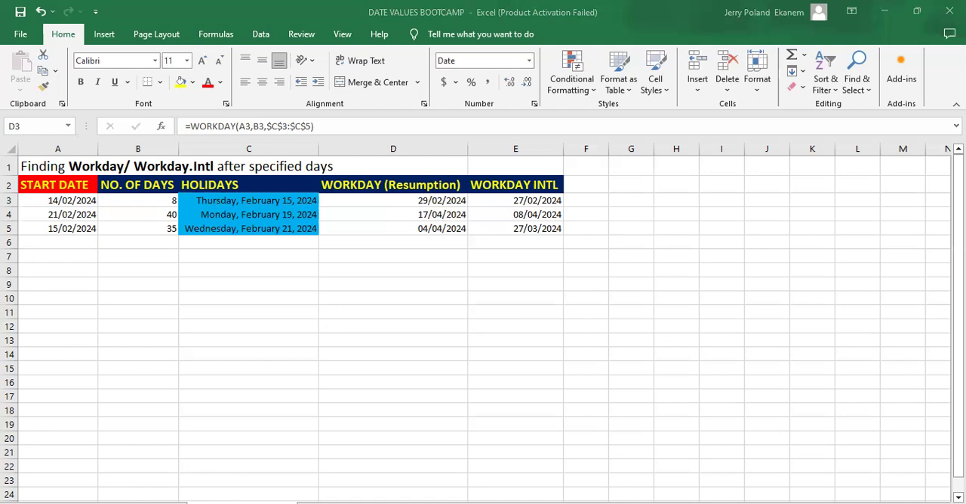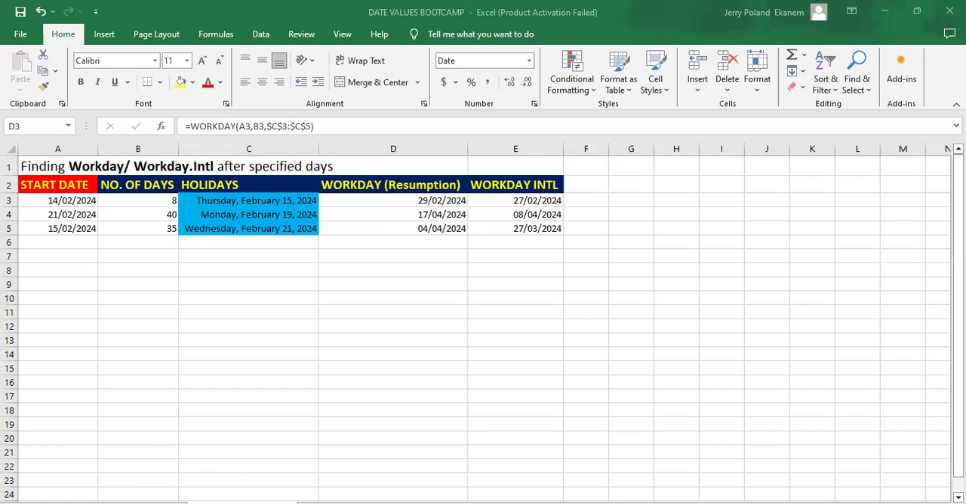On Thursday, 15th, happens to be a holiday, so that day will be skipped. We move to Friday, there's no holiday, so that's day 2. Saturday is a weekend, we skip it. Sunday weekend, we skip it. Monday, 19th is a holiday, we skip it too. Tuesday is not a holiday, so that's day 3, the 3rd day of our leave. Wednesday happens to be a holiday, we skipped it. So Thursday, that's the 4th day. Friday, 5th day. Saturday, weekend, we skip.